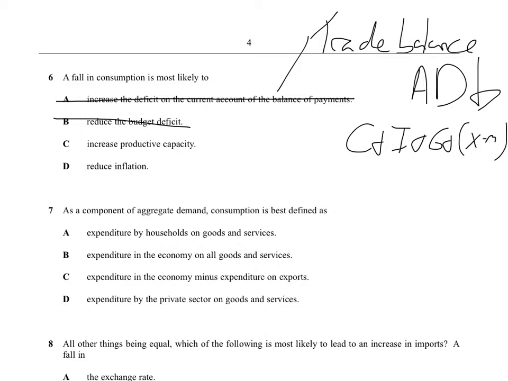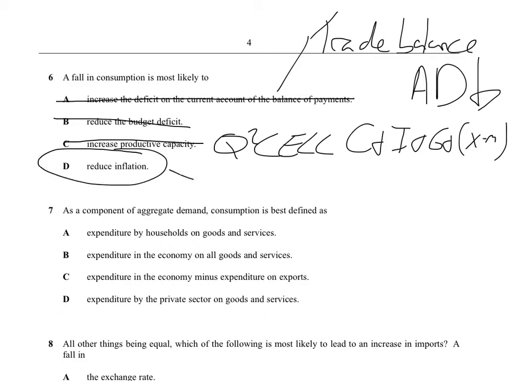Is it going to increase our productive capacity? No, because productive capacity will only happen from a Q squared cell point of view, and there's none of that going on. A fall in consumption is most likely to reduce inflation, because there could be inflation because of demand pull. So a fall in consumption would reduce demand, which would reduce demand pull inflation.